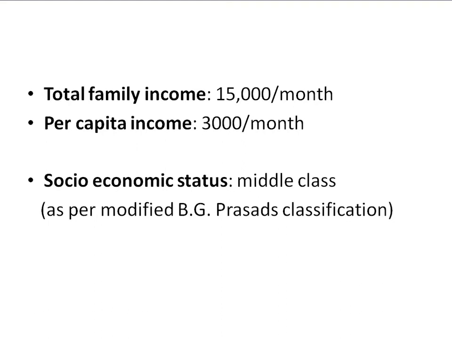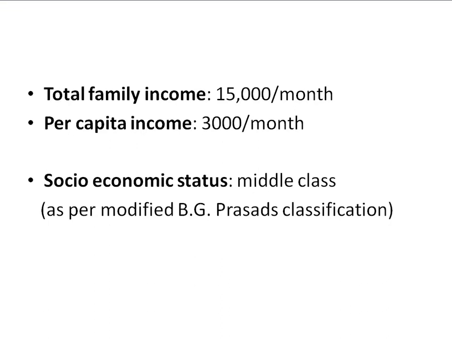And per capita income is around 10,000 per month. Simple thing again, I am repeating: per capita income is nothing but total family income divided by the number of family members, that is 50,000 by 5, which comes to 10,000 per month. I am repeating this so much because I see that only 30-40% of people can answer what per capita income is. That is the reason I am repeating the most common mistakes that most of your seniors and students make. Okay. So this is upper middle class as per the modified BG Prasad classification.